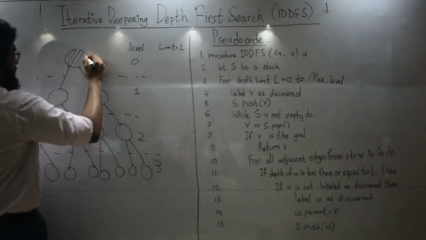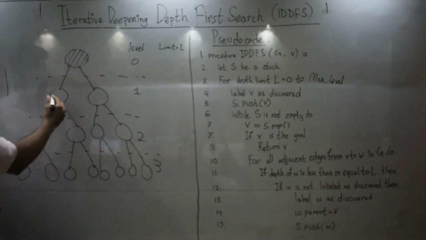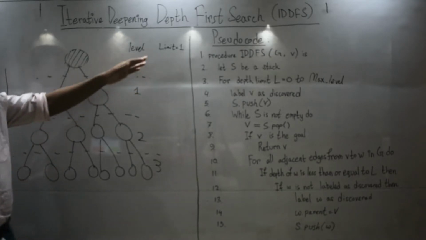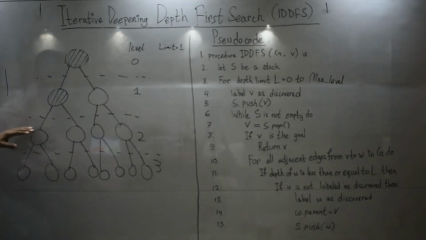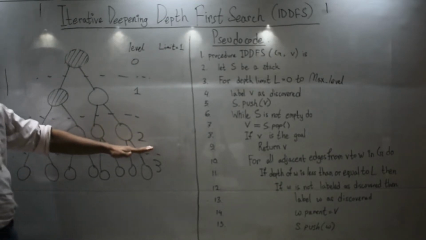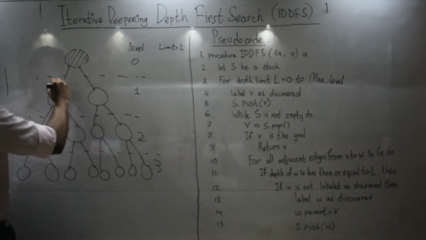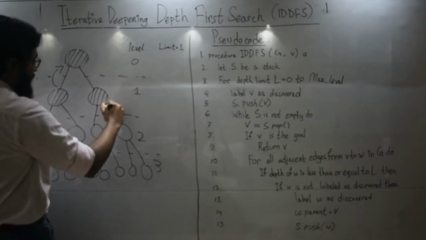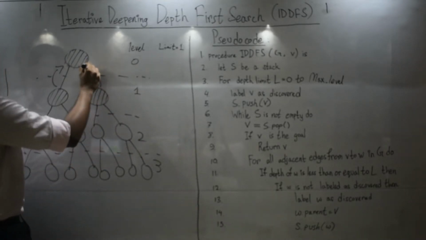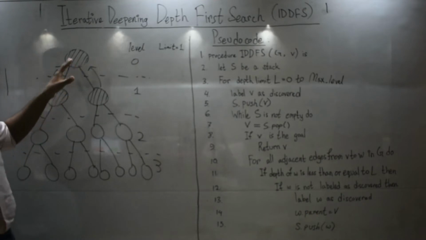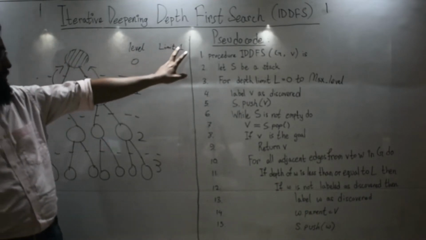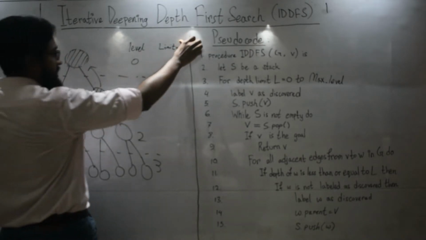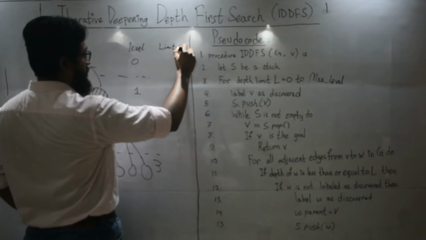At first I will visit this one, followed by this. Now I cannot go deeper because the limit is 1 and all these reside in a level which is greater than my limit. Then I will backtrack and then I will visit this other one. Then I cannot go any further and I will again backtrack. That's my second iteration with the limit of 1. Let's try again with a new limit, 2.